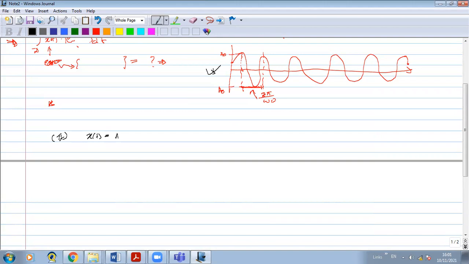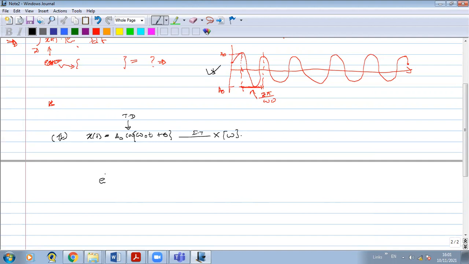So x(t) is A naught cos(omega naught t plus theta). This is a sinusoidal signal, a time domain signal. We have to find the Fourier transform, that means capital X(omega), we have to find.